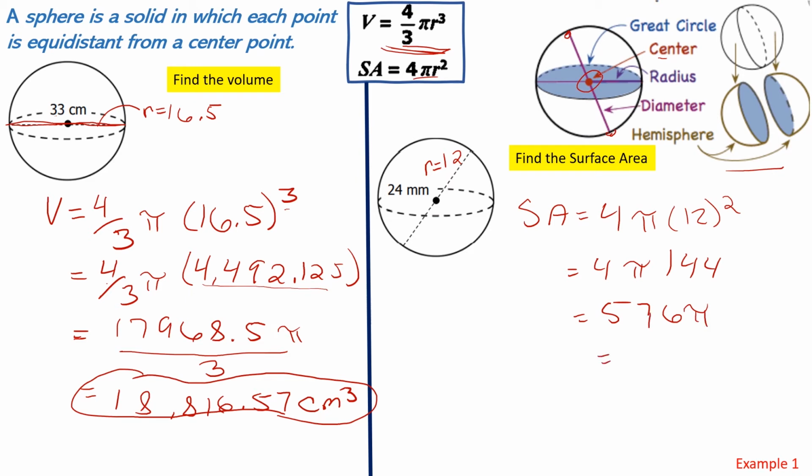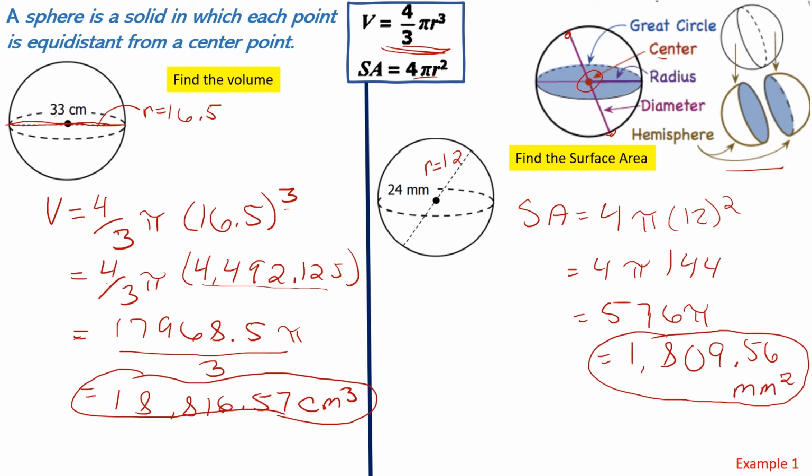576 times pi is 1,809.56 millimeters squared. So surface area is squared, volume is cubed. This is three-dimensional. And let me just write this 2 here. That looks horrible. So millimeters squared there. All right, so we have found the surface area and volume of these two spheres.